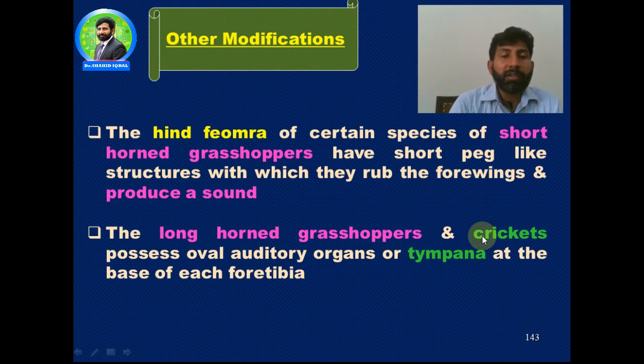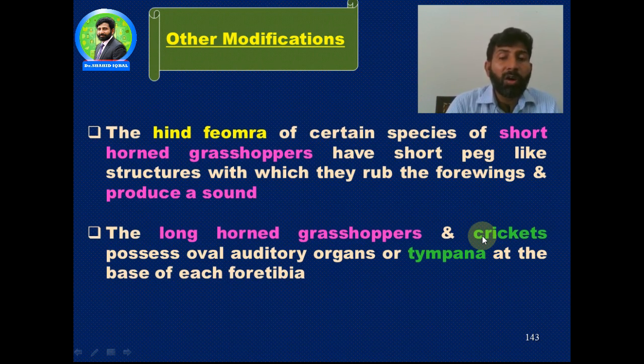The hind femora of certain species of short-horned grasshoppers have a patch-like structure with which they rub the forewings and produce a sound. They have a certain patch-like structure, and when they rub these wings, they produce particular sounds.